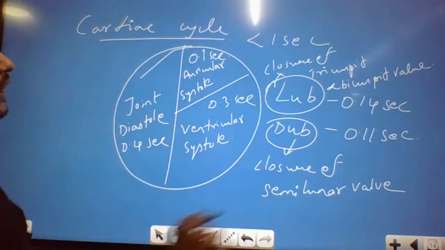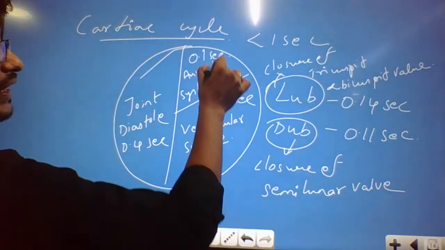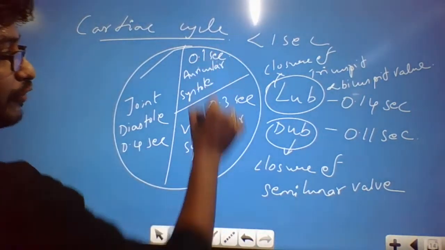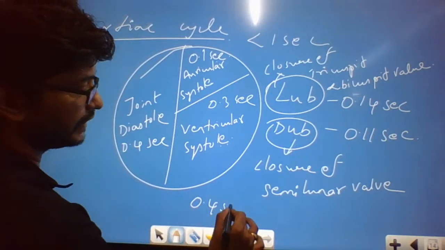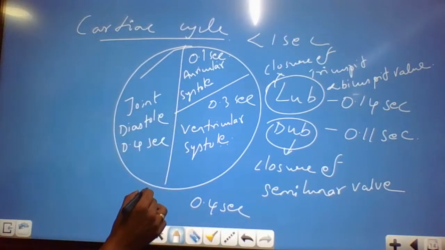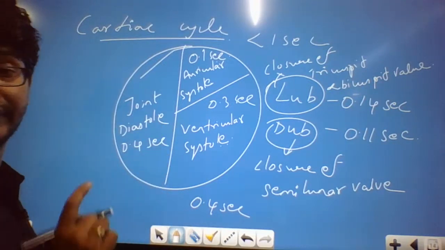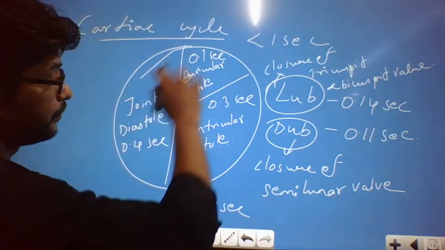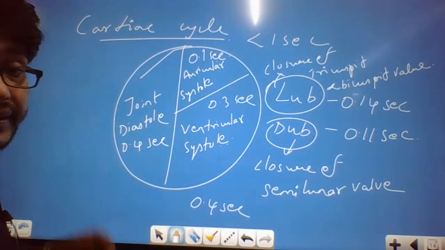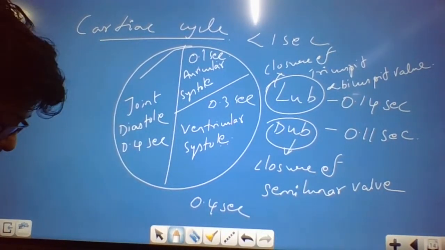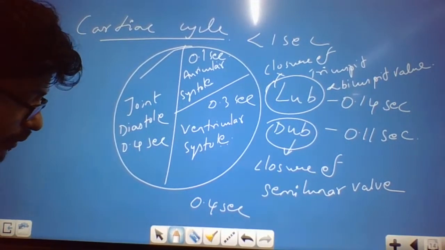The total cardiac cycle: the auricular systole takes 0.1 second. If you ask about the total systole, it is 0.4 seconds, and the joint diastole is 0.4 seconds. So the total cardiac cycle takes place in about 1 second. That you should remember.